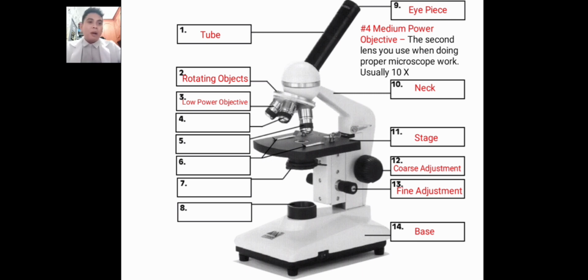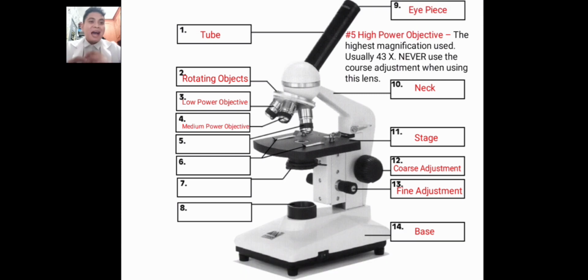Yan po yung medium power objectives. And next po is the high power objectives. The highest magnification used. Ito po yung very smallest particle na po yung ating minamagnify. And also, usually 43 times. Never use the coarse adjustment when using this lens. Yan, ito po yung paalala natin, 'di ba? Never use the coarse adjustment when using this lens.